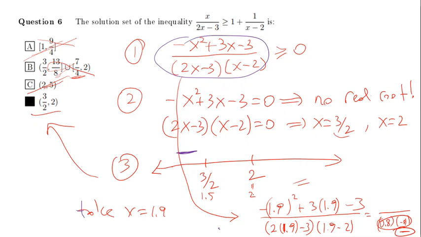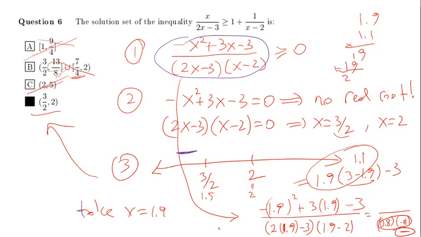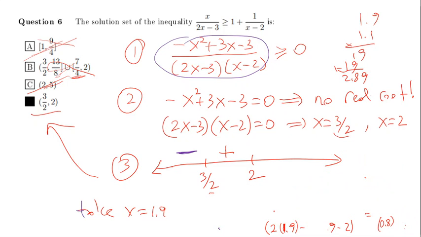And here, if you go with this one, you can do 1.9 times 3 minus 1.9 minus 3. So this is 1.1. So you can do 1.1 times this, 19 and 19, so it's 2.89. So you can do here 2.89 minus 3. So we will end up with a minus value. So minus minus, it will be plus.